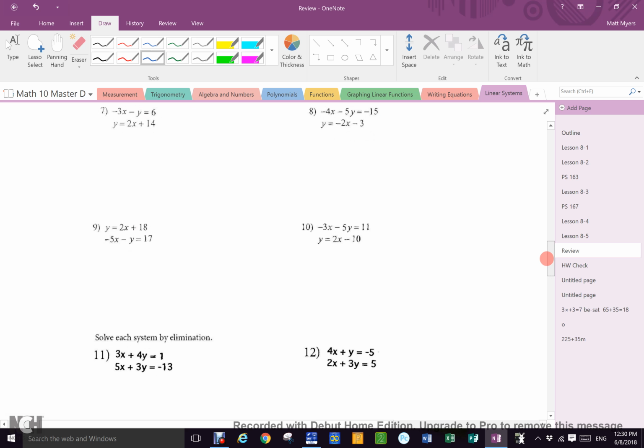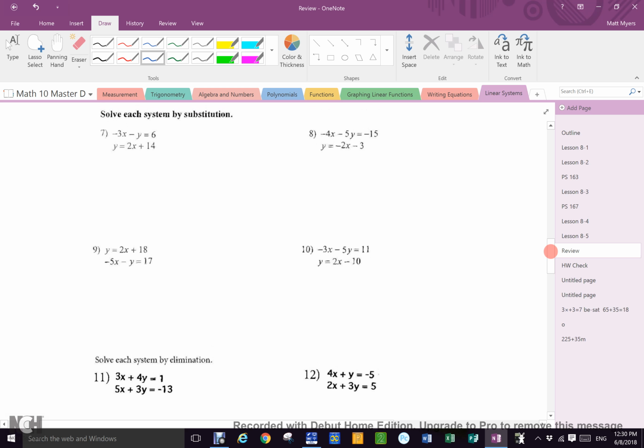Sweet. Now, you will notice I have forced you to use substitution on the first 4 and elimination on the next 2. I normally would never do that. I would let you choose your method, but I want you to be able to use both. So I'm making you use both. I made up for it by making all the substitution ones incredibly easy. How did I make it easy? I isolated y for you in every single one. So all you had to do was put 2x plus 14 where you saw a y.